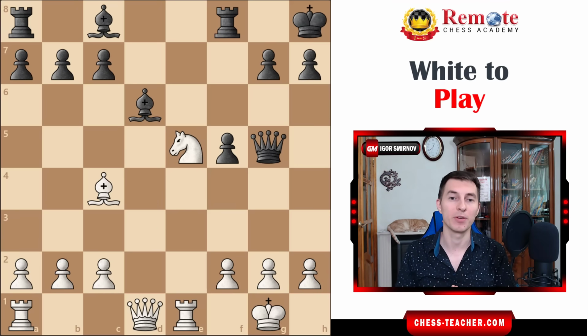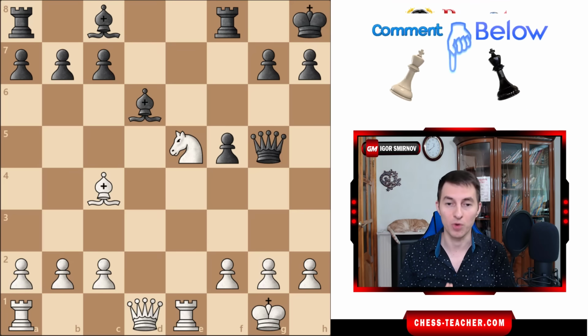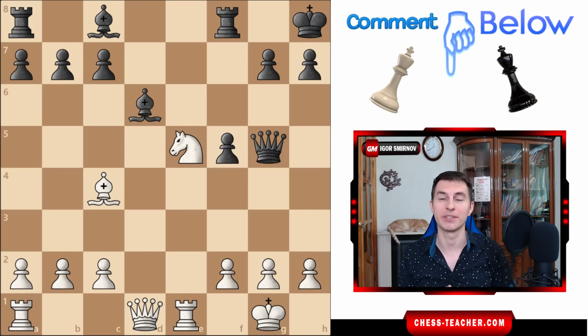Here's the next puzzle where you can try the system practically and check if you can find the winning continuation for white, and if so, please write it in the comments down below.